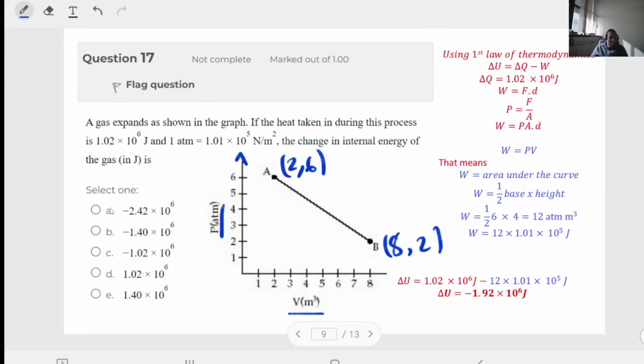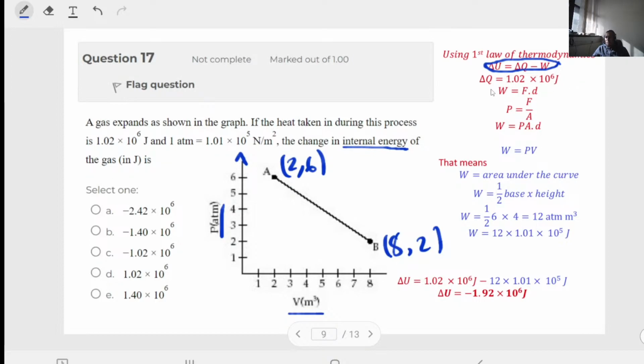When I was looking into the question, I said, okay, using the first law of thermodynamics, what should I use? What I'm looking for is the change in internal energy. That is where the question is. The change in internal energy of the gas in joules, he asked me. Then I say, okay, delta U, the change in internal energy, is equal to delta Q minus work done. I hope you have done this in the class also. This is a formula that you should be knowing. Delta Q is given. It is expanding. Heat is taken in during the process, which is 1.02 times 10 raised to 6 joule.